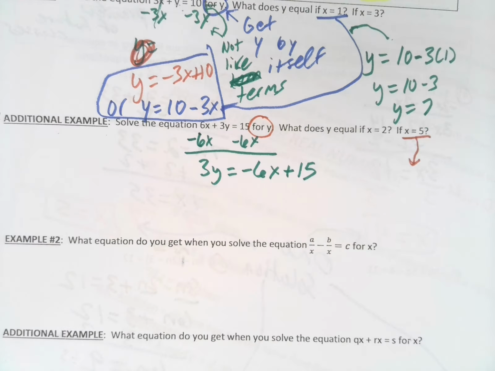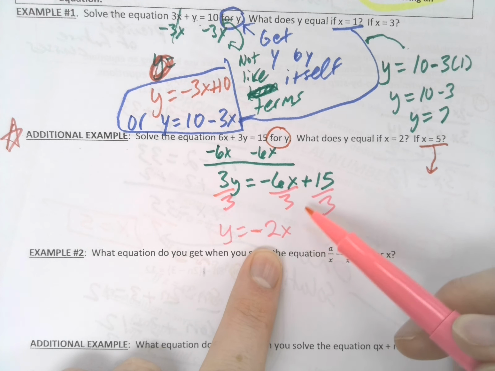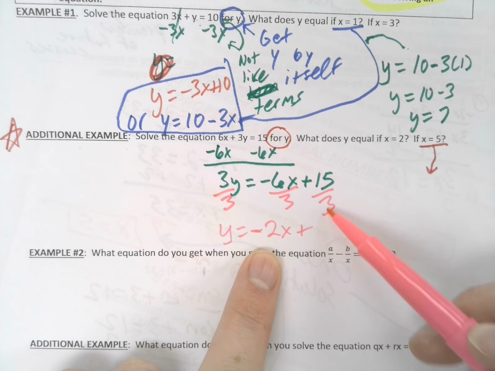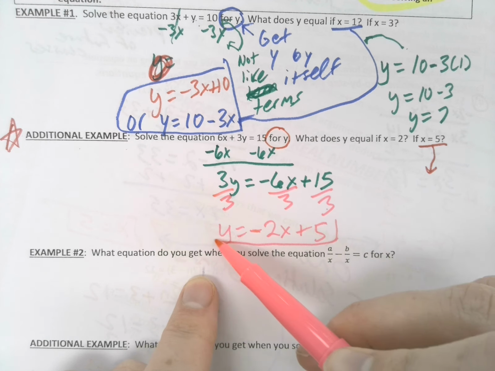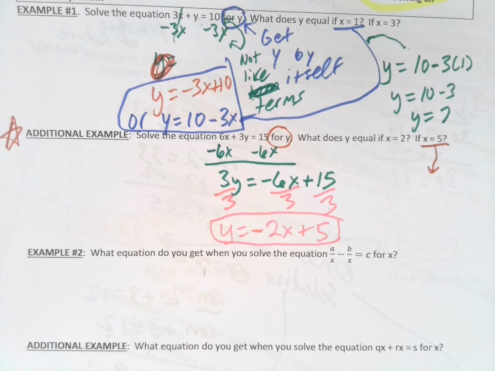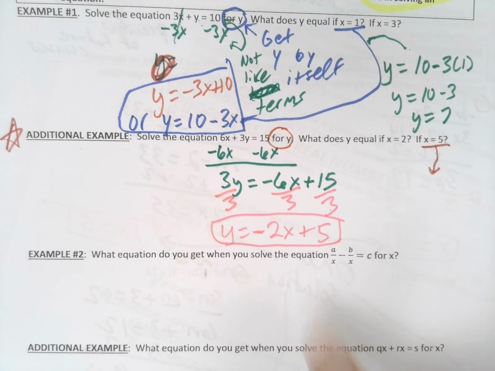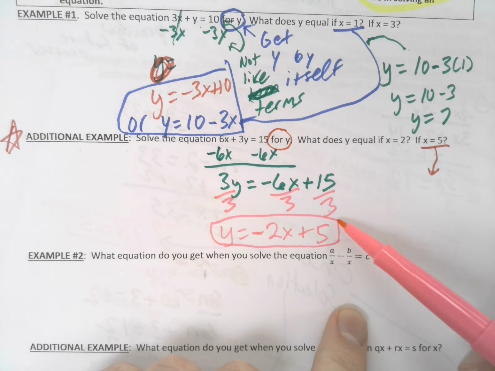Well, when you multiply or divide in an equation, you have to divide everything, every term, this term, this term, and this term. So y equals negative 6 divided by 3 is negative 2x, and then plus 15 divided by 3, well, that's 5. So y equals negative 2x plus 5.